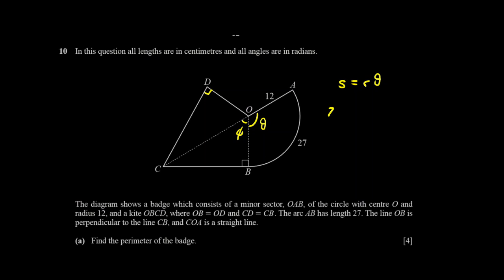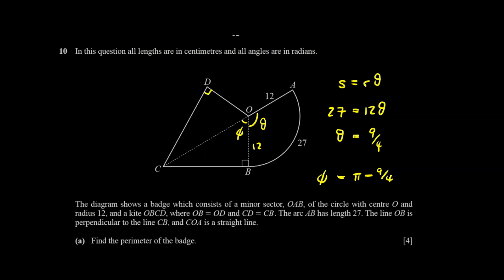Our arc length is 27 and our radius is 12. So theta is going to be equal to 27 divided by 12, which is going to be 9 upon 4. Okay. Now, if theta is 9 upon 4, then phi is going to be pi minus 9 upon 4. And the reason for that is that this is a straight line, right? Then if we know phi, we can calculate that length because we can use trigonometry.